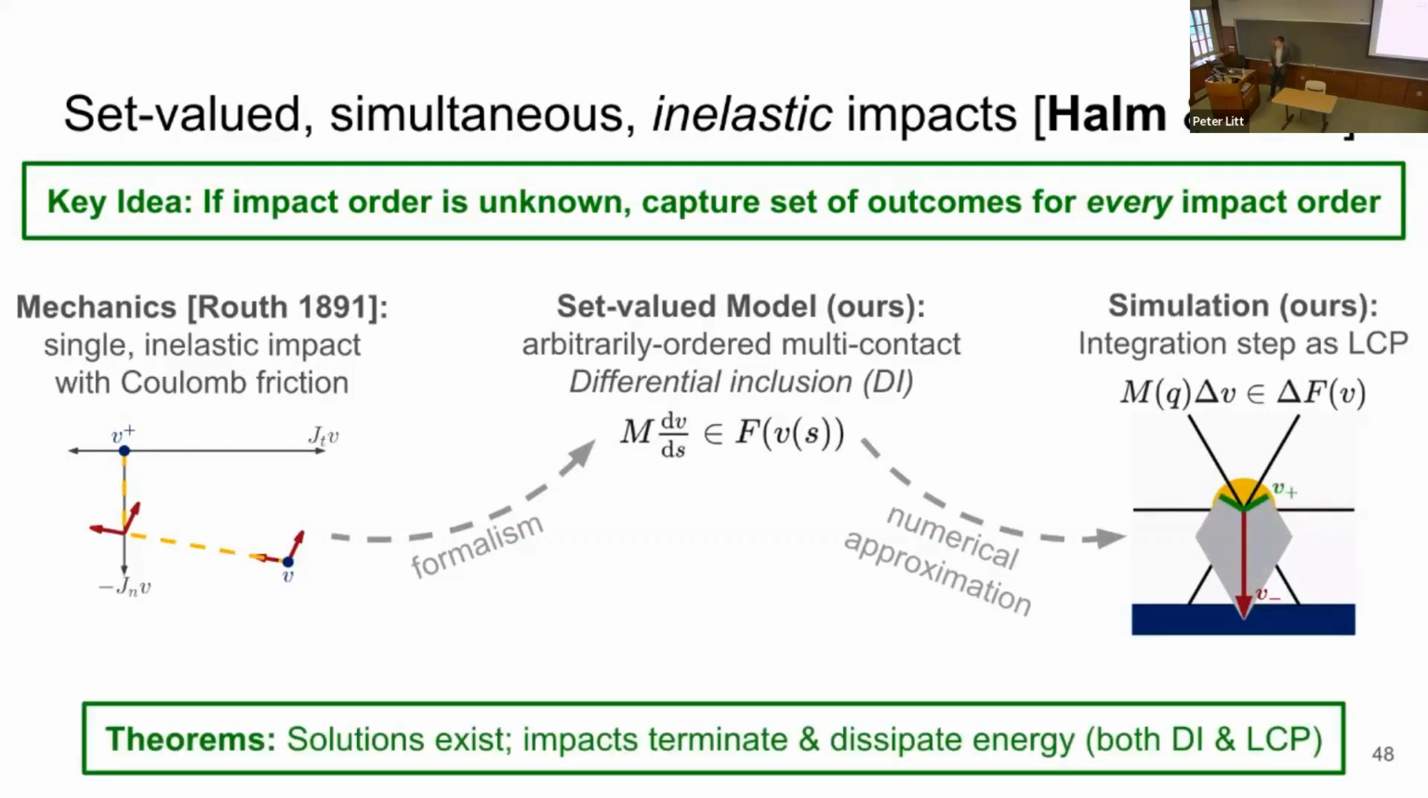And then we rigorously analyze these models to show that they're very well behaved. Namely, that these models will always predict at least one impact outcome. They will always resolve the impact in a finite amount of time or steps, so they cannot become stuck in infinite loops like other sequential methods. And they're always physically reasonable in that they dissipate kinetic energy.